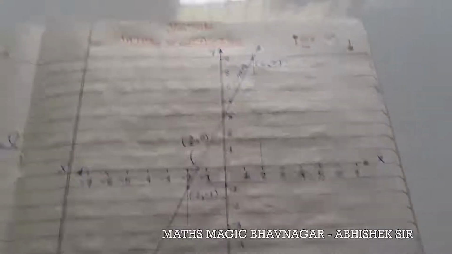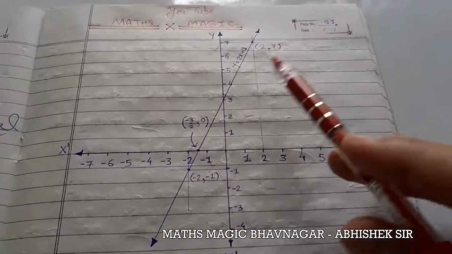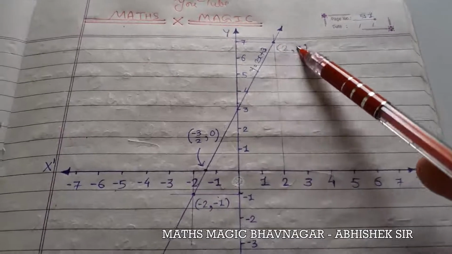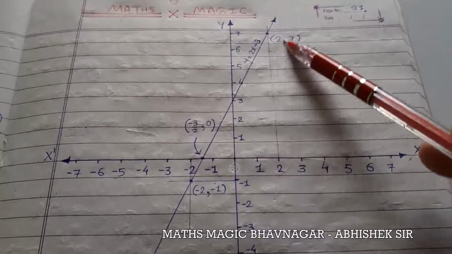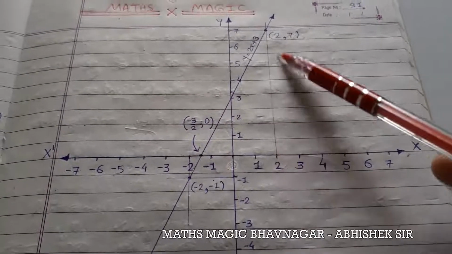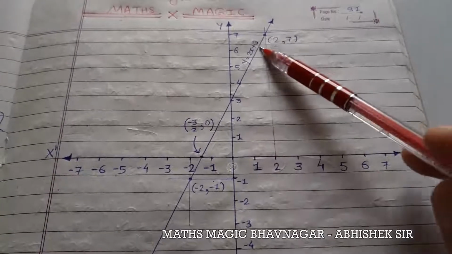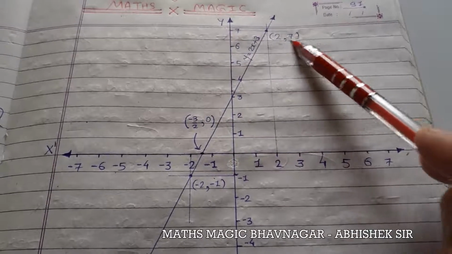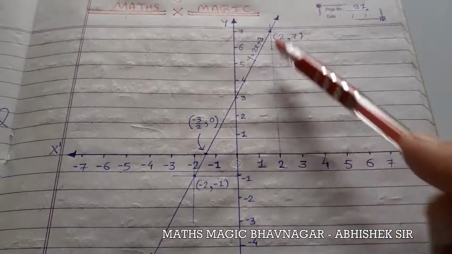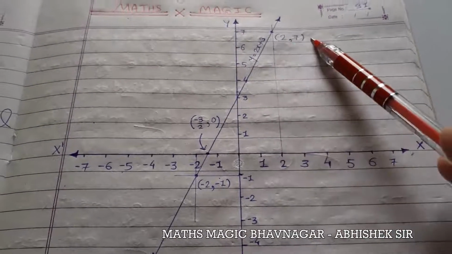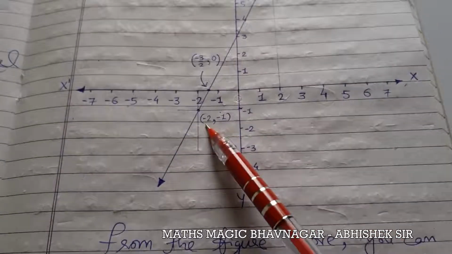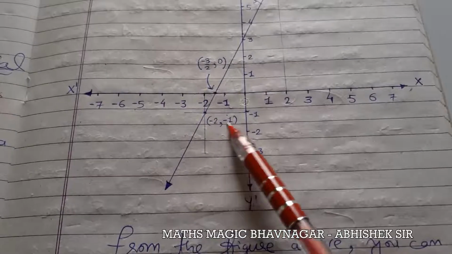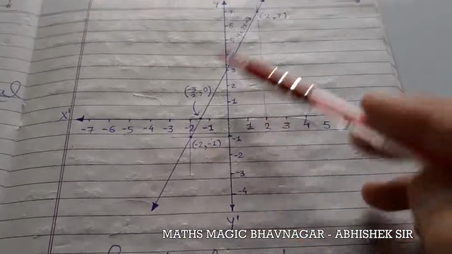So when we represent y is equal to 2x plus 3 on the graph, we will get the first point, that is 2 comma 7. Here the first coordinate is 2, so from the x-axis we extend 2, and on the y-axis the coordinate is 7. The second coordinate is minus 2 comma minus 1: on the x-axis minus 2 and on the y-axis minus 1.